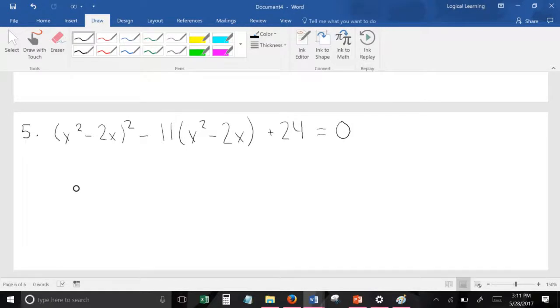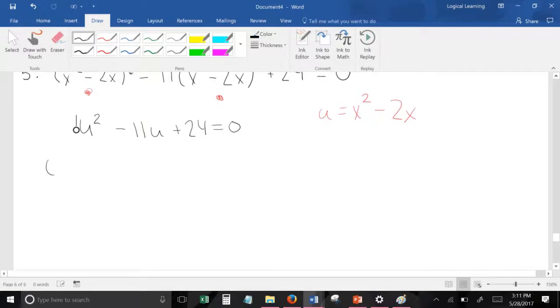So this one looks a little bit more complicated. We have the quantity x squared minus 2x squared minus 11 times the quantity x squared minus 2x plus 24 equals 0. But in fact, we already have this squared, and then we have this here. So if we just let u equal, quote unquote, this, we have u equals x squared minus 2x. So we already here have u, and we have it squared already, minus 11u plus 24 is equal to 0.